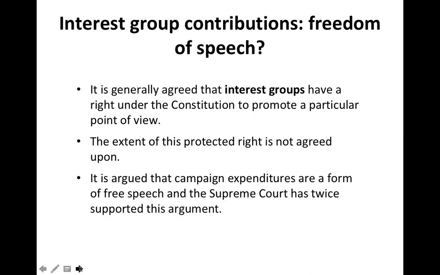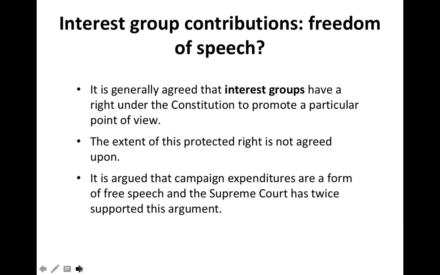Something that's important to know: interest groups fall under the First Amendment because we have a right to assemble. They also have freedom of speech to promote their views. Again, as we learned, just because we have freedom of speech does not mean it is unfettered. We have speech that is limited in certain circumstances.